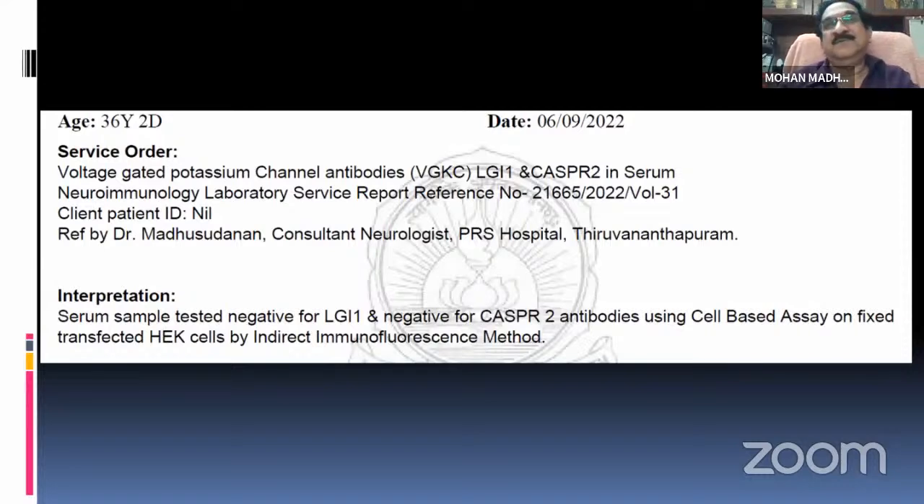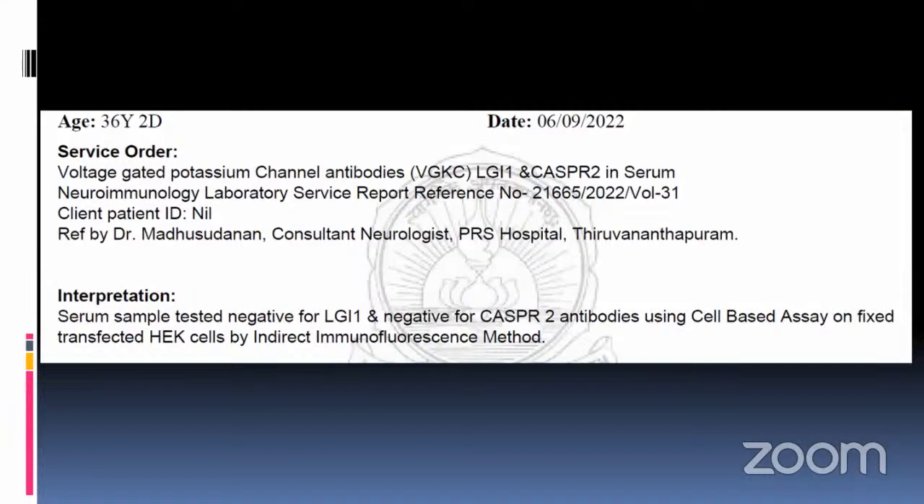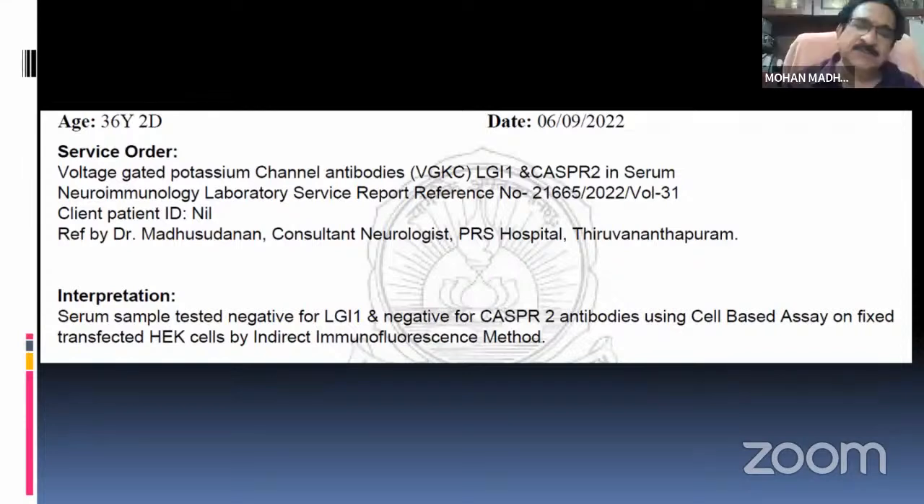Sir, if we do a whole body PET, we can get some lymph node uptake, and that lymph node biopsy or aspiration can give a clue whether it's sarcoidosis or something steroid responsive. Yeah, that's a good thought. We can do that to find out any lymph node enlargement. Agreed?